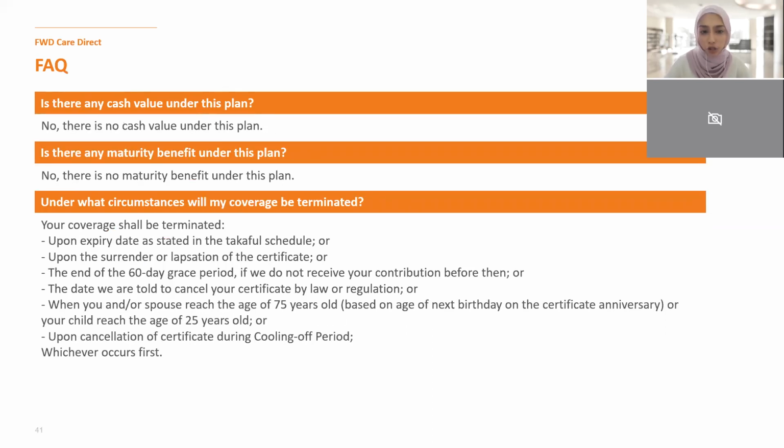Just like our other plans, there is no cash value and maturity benefit. And your coverage will be terminated upon the expiry date of the takaful schedule, upon the surrender or lapse of your certificate, at the end of the 60-day grace period, if we are told to cancel your certificate by law or regulation, should you or your spouse reach 75 years old or your child reach 25 years old, this is if you are taking the couples or the family or single parent plan, and upon cancellation of the certificate during the cooling off period, and this depends on whichever occurs first.